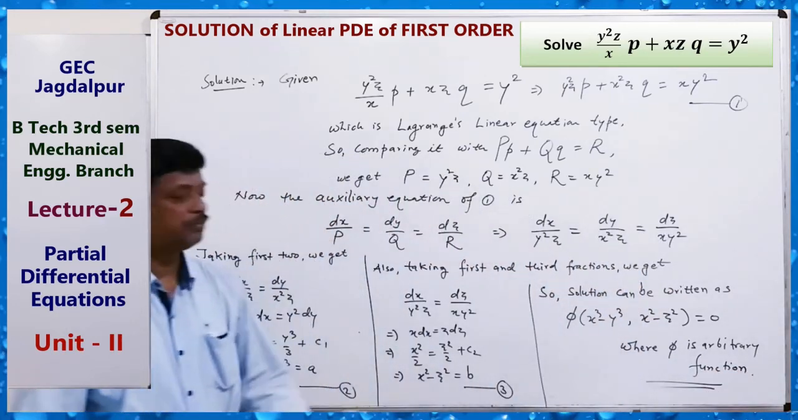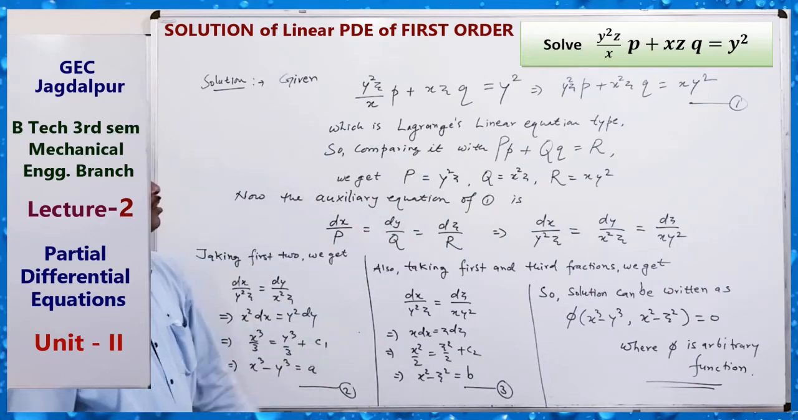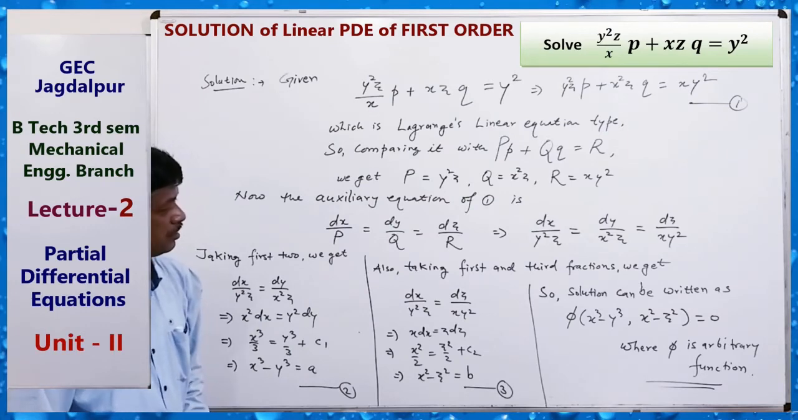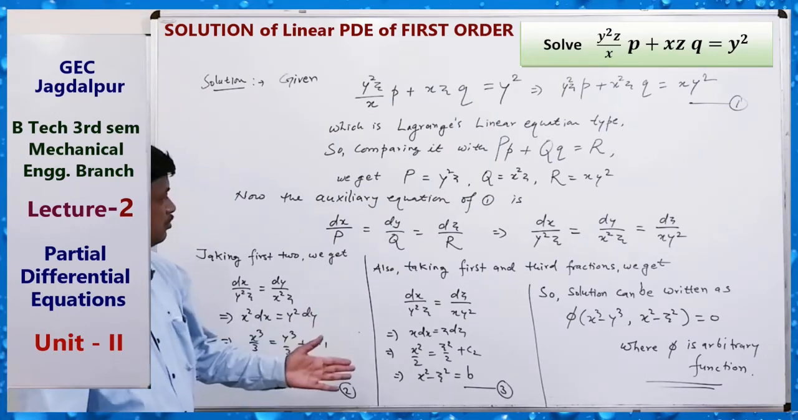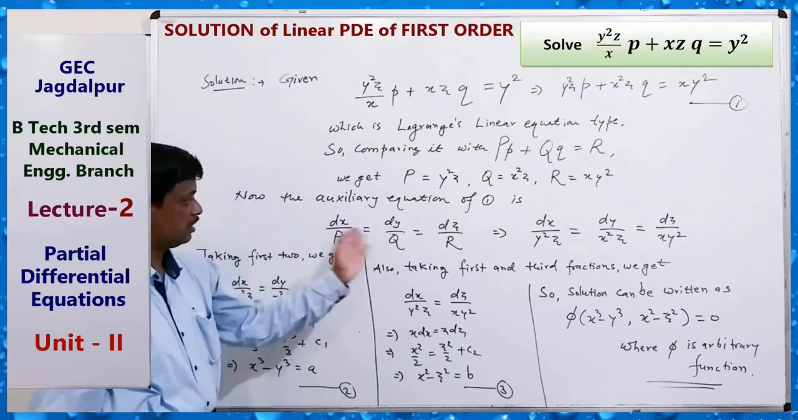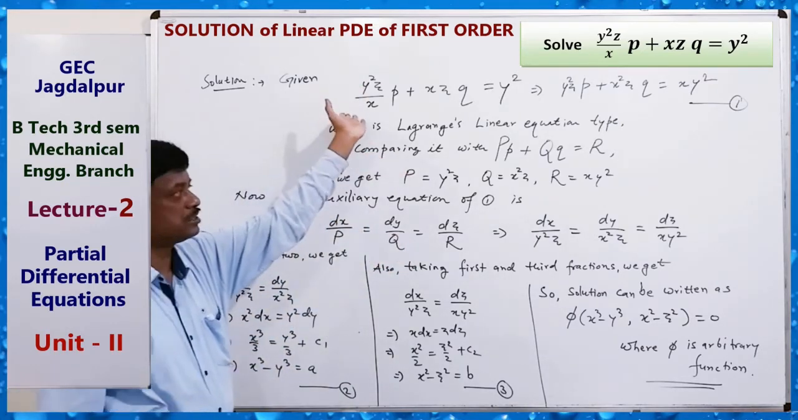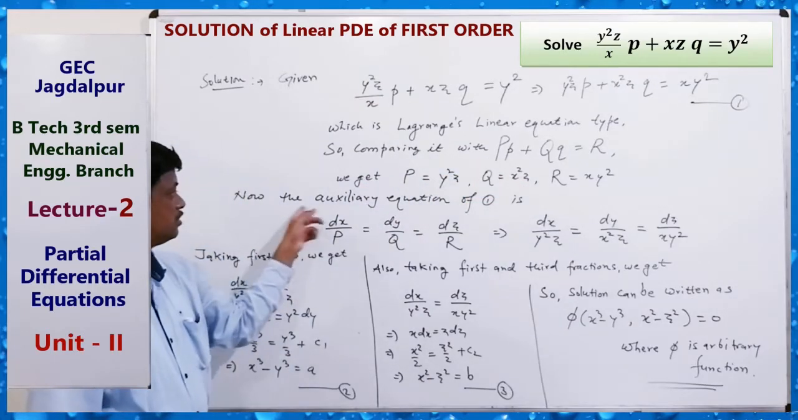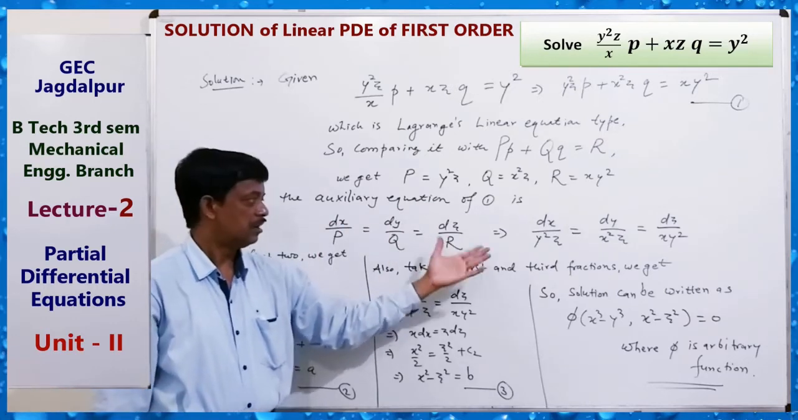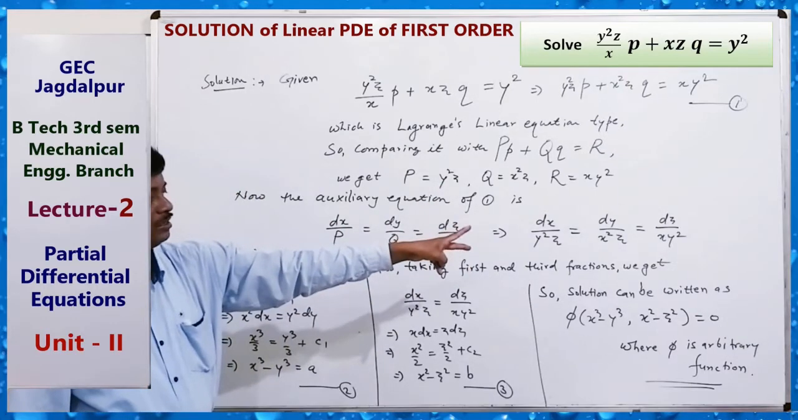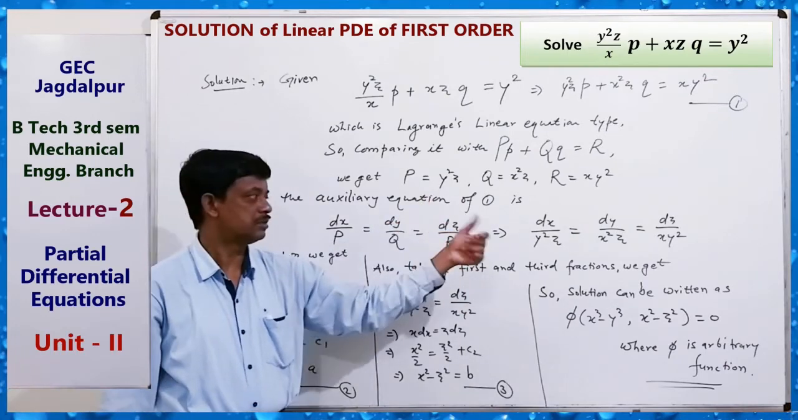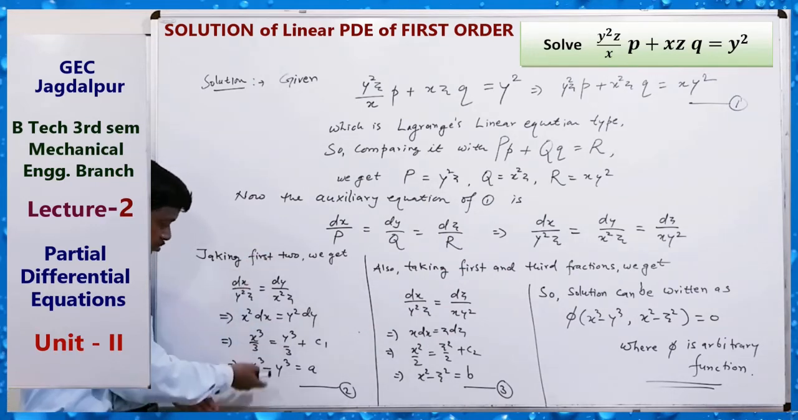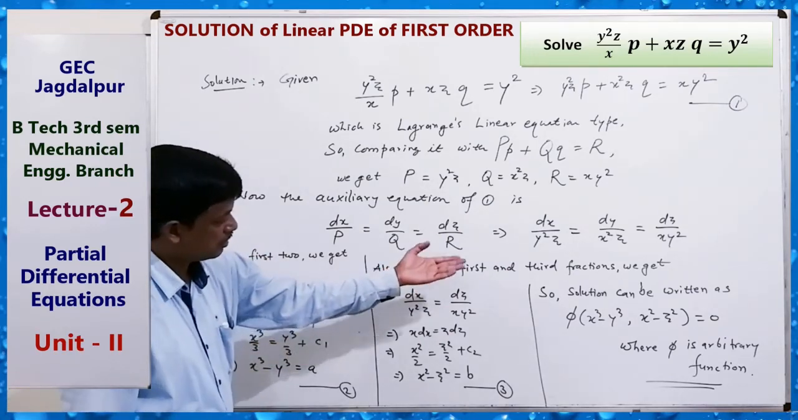This type of method is used for solving Lagrange linear equations. First of all, we have to write the substitute equation or auxiliary equation just like this. We compare the given equation with it, find the values of p, q, r, and then write the auxiliary equation like this, taking any two fractions, first and second, first and third, or second and third, whichever will be easy for the solution. So take the first two, we get this; take the first and third, we get this.